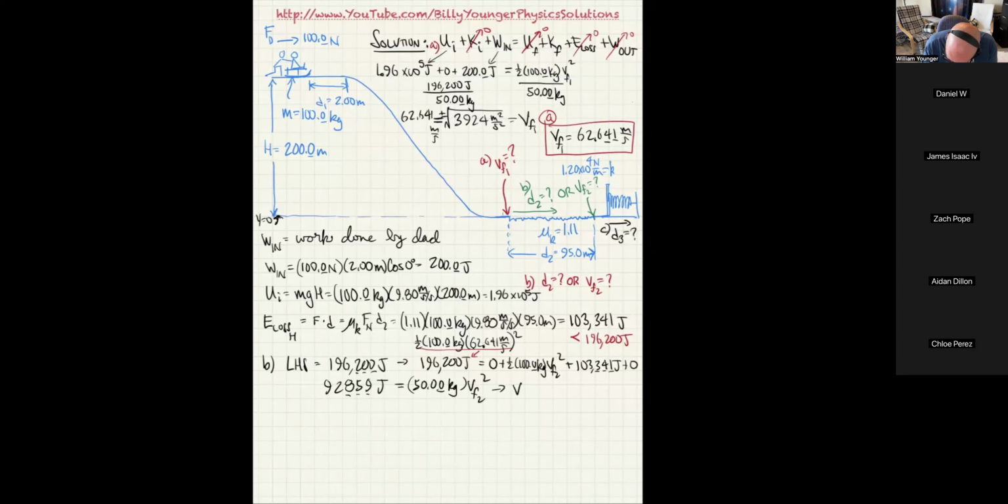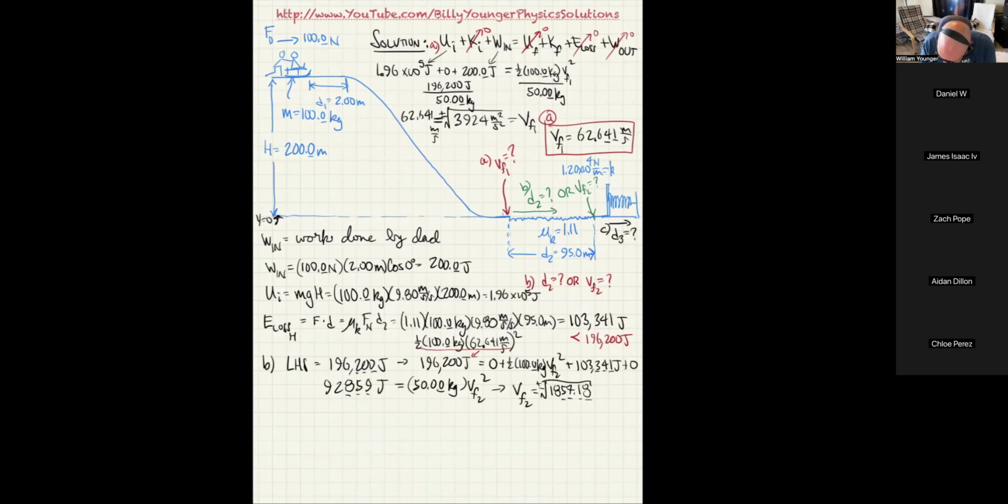So I can solve for V final sub 2 by basically dividing by 50. Of course, whatever you do to one side, you got to do to the other. So I'm going to divide both sides by 50 and then take the square root. So I took the 92,859 and divided it by 50. That gives me 1,857. And then I got to take the square root of that, 1857.18. We actually only had 2 sig figs there, so the 5418 is not any good.